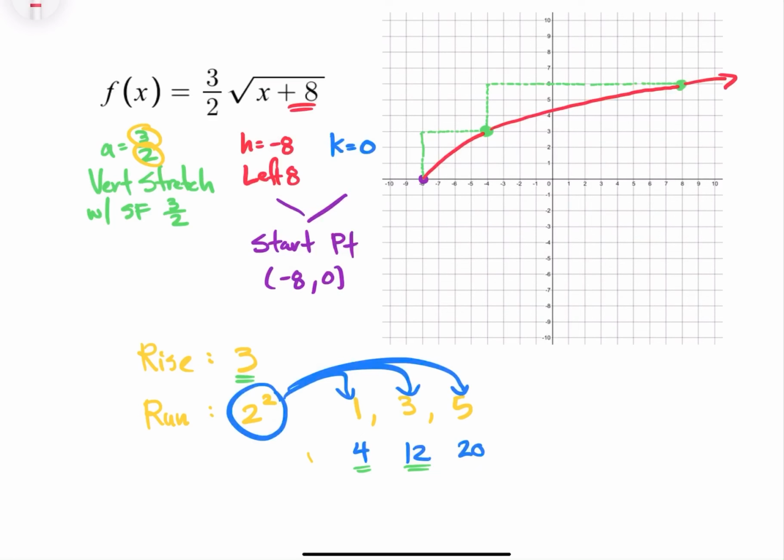All right, that's how you graph it. That's how you go ahead and use your A, H, and your K to help you find your vertical stretch, your horizontal shift, and your vertical shift. And we can use our A value to help us find our additional points by using that 1, 3, 5 trick.